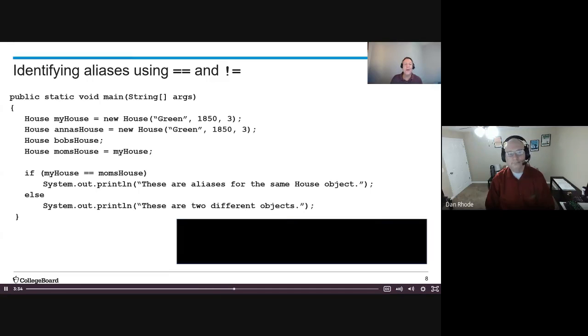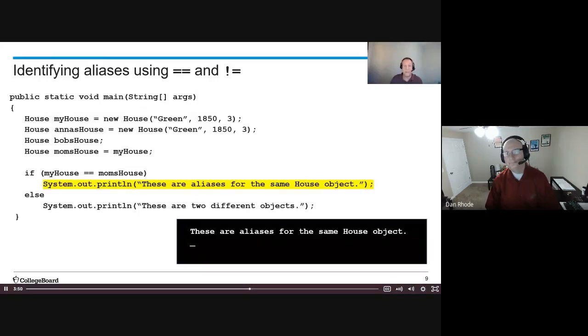So here's some code. I've put my declarations and constructions in this code here. And now I'm going to use an if statement and use a double equal sign. In this case, I say if my house double equal sign mom's house, then it'll print out these are aliases for the same house object. And they are. We saw how my house and mom's house refer to the same single house object. A double equal sign will identify that alias.